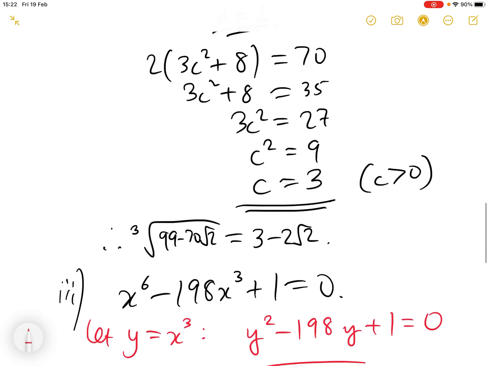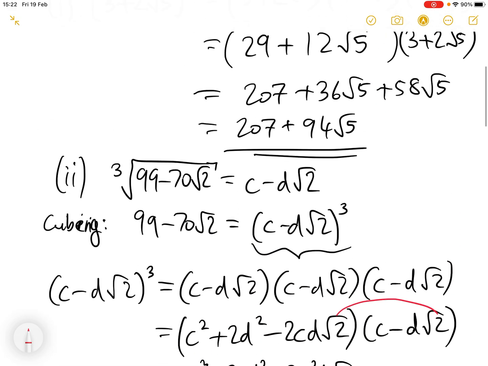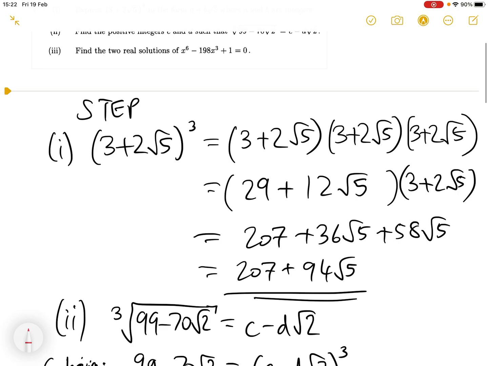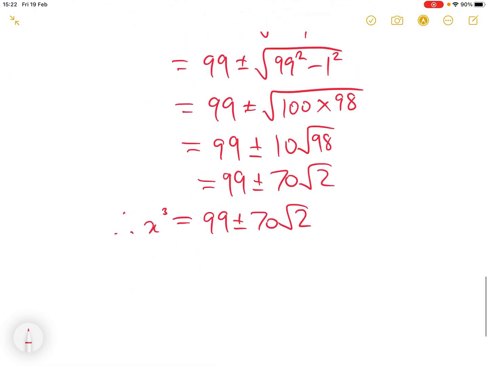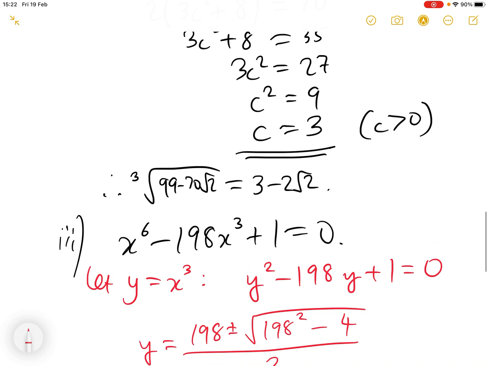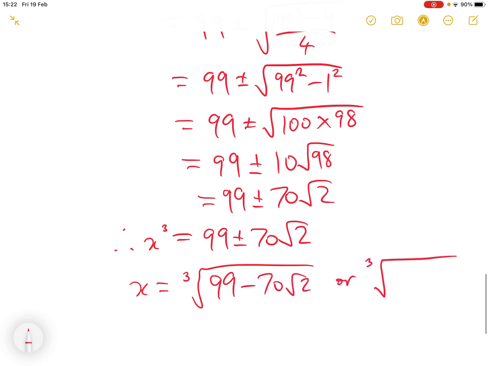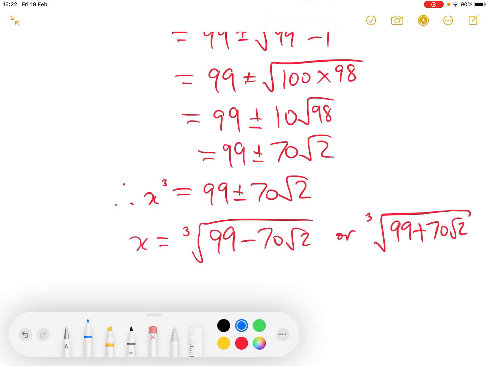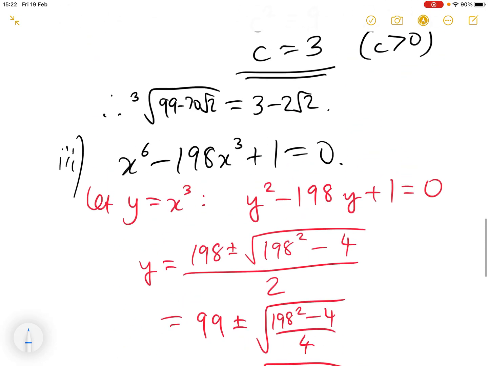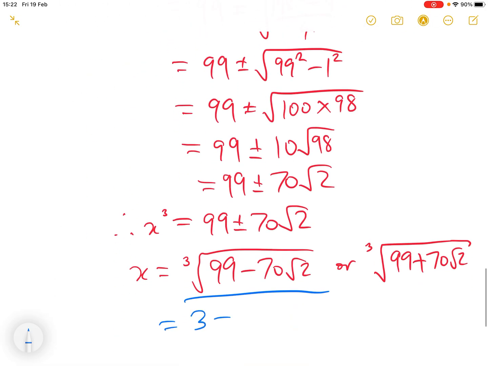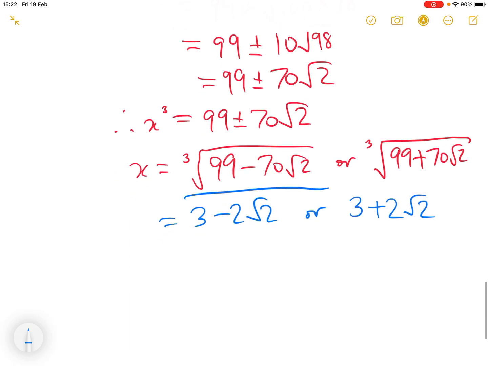So what is x? Well, going back, earlier we worked out the cube root of 99 minus 70 root 2. Oh yes, that's one of the things we've got. So we already know x is going to be the cube root of 99 minus 70 root 2, or the cube root of 99 plus 70 root 2. We just worked out that this one is 3 minus 2 root 2. And the other one, I'm guessing, is going to be 3 plus 2 root 2. But we ought to check that.